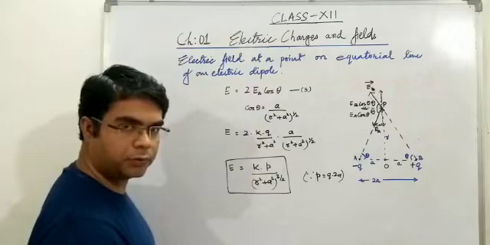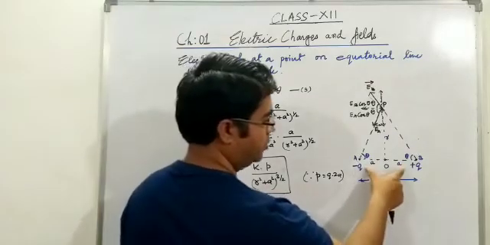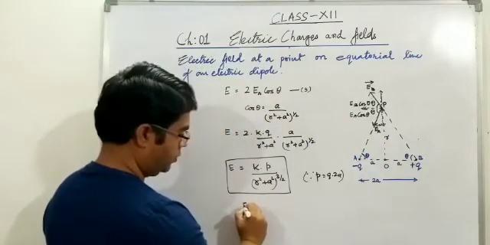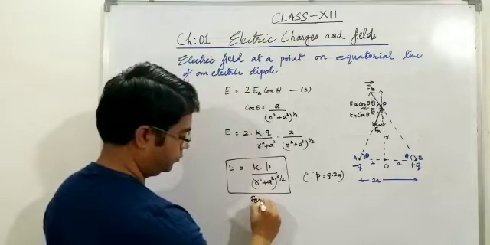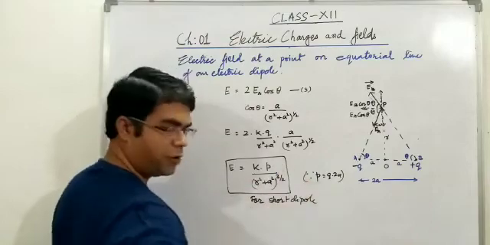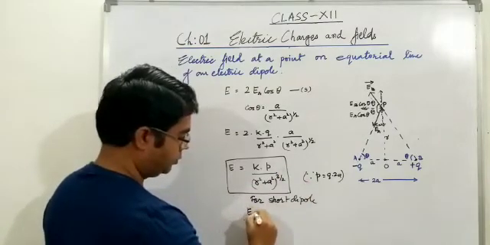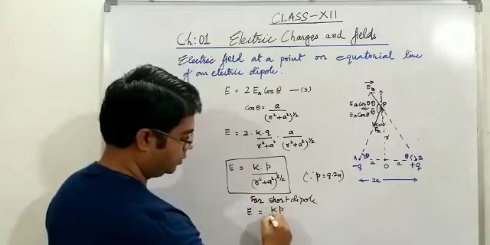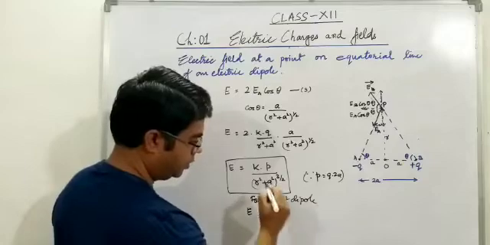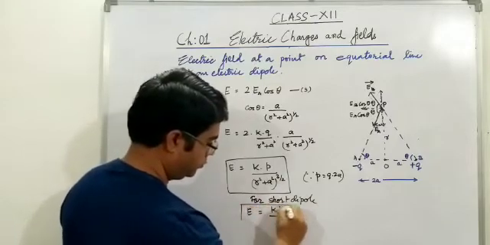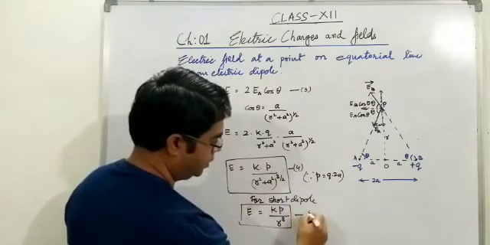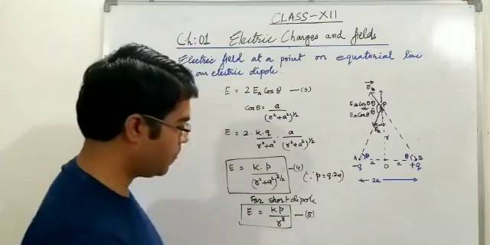For a short dipole, the size of the dipole is very small compared to the distance r. For a short dipole, E is equal to KP, and we can neglect A squared, so E equals KP by R cube. This is equation number 4, and this equation is for a short dipole.